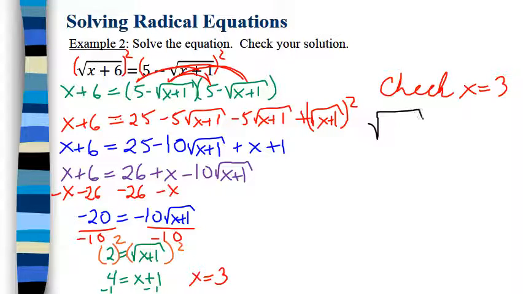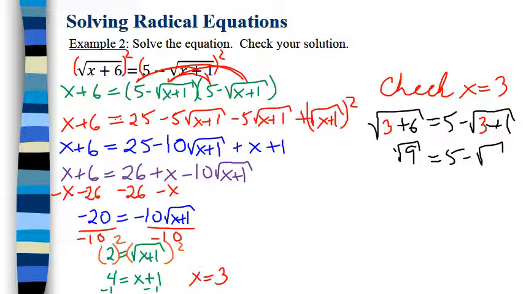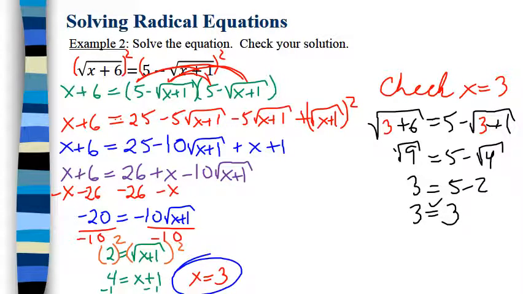So the original equation said the square root of x, which we think is 3, plus 6 should equal 5 minus the square root of x, which we think is 3, plus 1. And so now we simplify, so we have the square root of 9 should equal 5 minus the square root of 4, and in fact 3 should equal 5 minus 2, which 3 does actually equal 3, which means that x equals 3 is a solution to this radical equation.